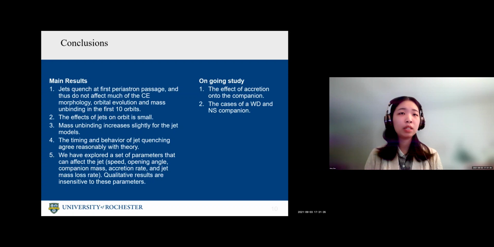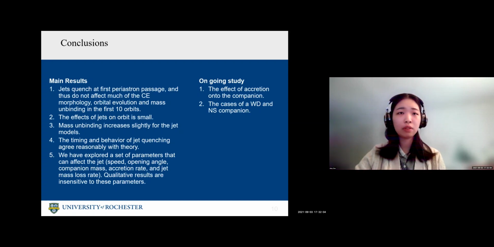We have explored a set of parameters like jet speed, opening angle, companion mass, accretion rate, and jet mass loss rate. Qualitatively speaking, our results are insensitive to these parameters. The ongoing study we're looking at is the effect of accretion onto the companion, and in the future we will also study the case of a white dwarf or a neutron star companion.